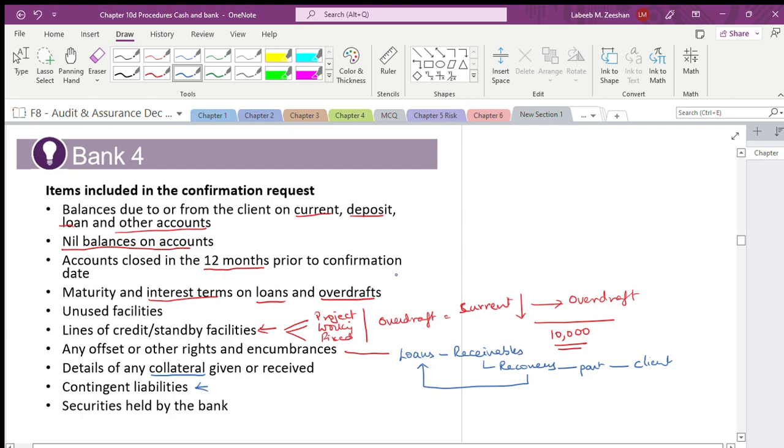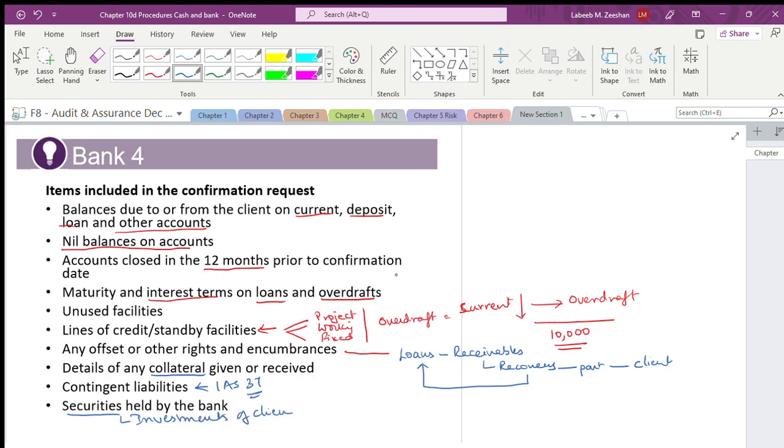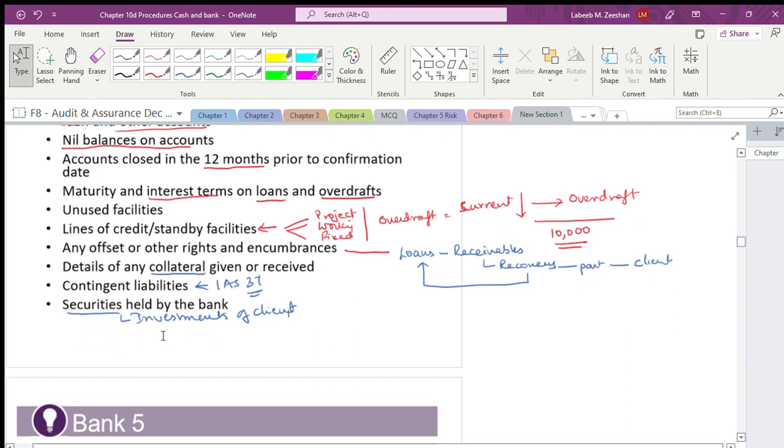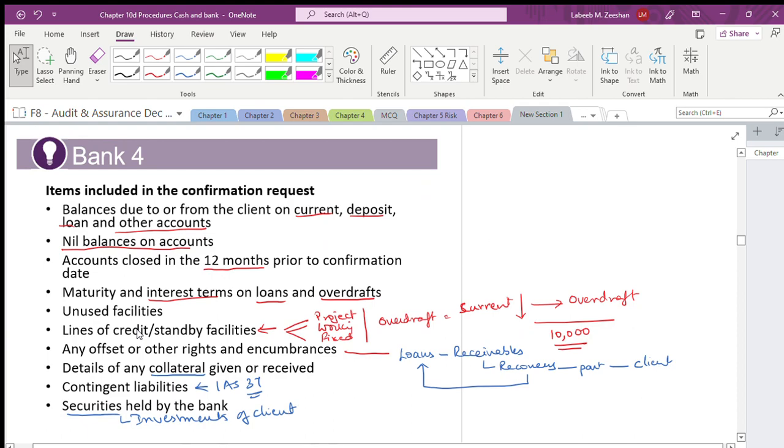Contingent liabilities, IAS 37. Any liabilities that may be incurred in future, like claims, like legal suits. And securities held by the bank. Is there any securities in terms of any investments? Any investments of the client held by the bank. These are the things which have to be included in the confirmation report.